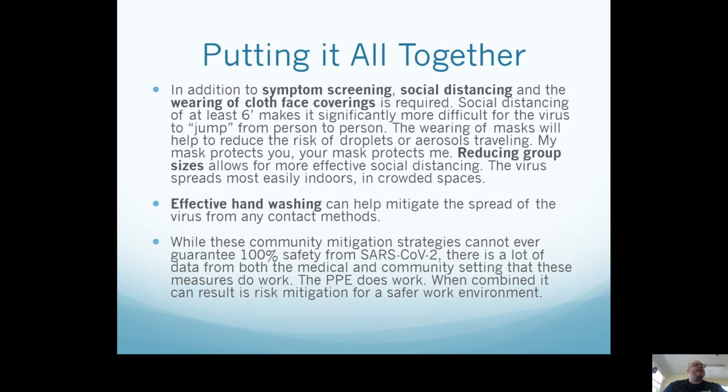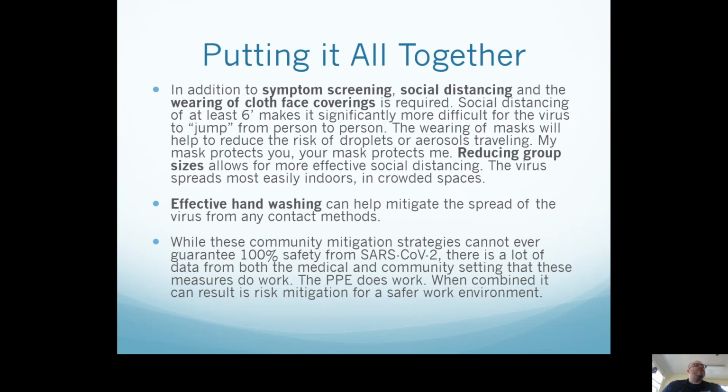Effective hand washing can also help mitigate the spread of virus from any contact methods, including contact with your mask. Remember, the mask is designed to trap those aerosols, trap those droplets close to your body, which means that your mask does become contaminated over time. So we need to make sure that we're using effective hand washing when we're putting on and taking off the mask, and that we are regularly cleaning and disinfecting our masks.